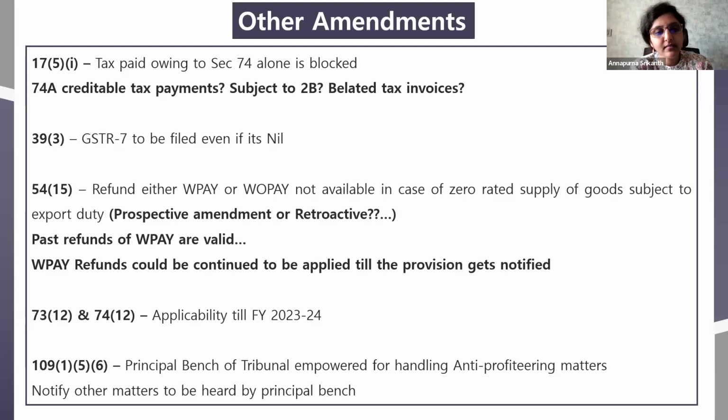So, would it be retroactive, sir? Let's say this provision gets notified on 1st of September, just hypothetically. Whatever refund applications are filed till that point in time, or let's say somebody is filing a belated GSTR 1 even after that amendment, would this apply to that as well, or is it only a prospective amendment, or do we see that as a retroactive amendment?